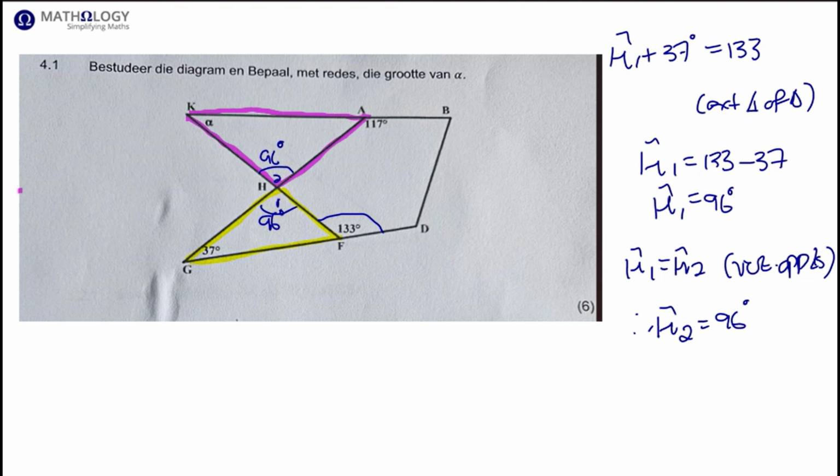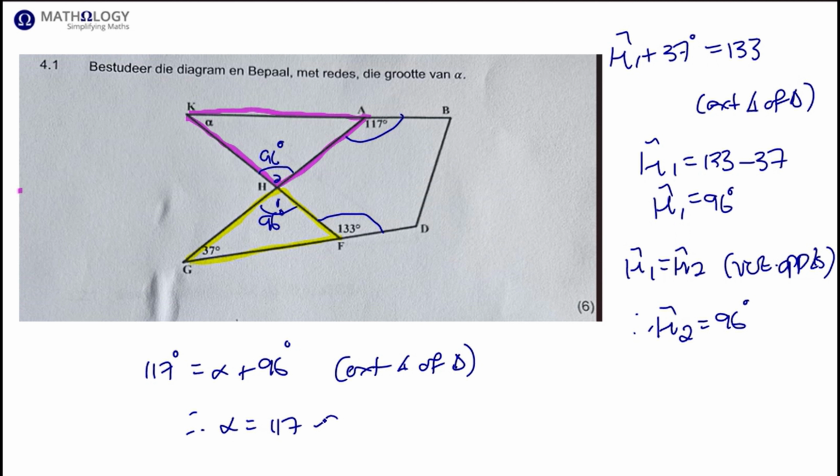And 117 degrees is the exterior angle of triangle AKH. So 117 degrees equals alpha plus H2, which is 96 degrees. And therefore alpha is 117 minus 96. So alpha is 21 degrees.